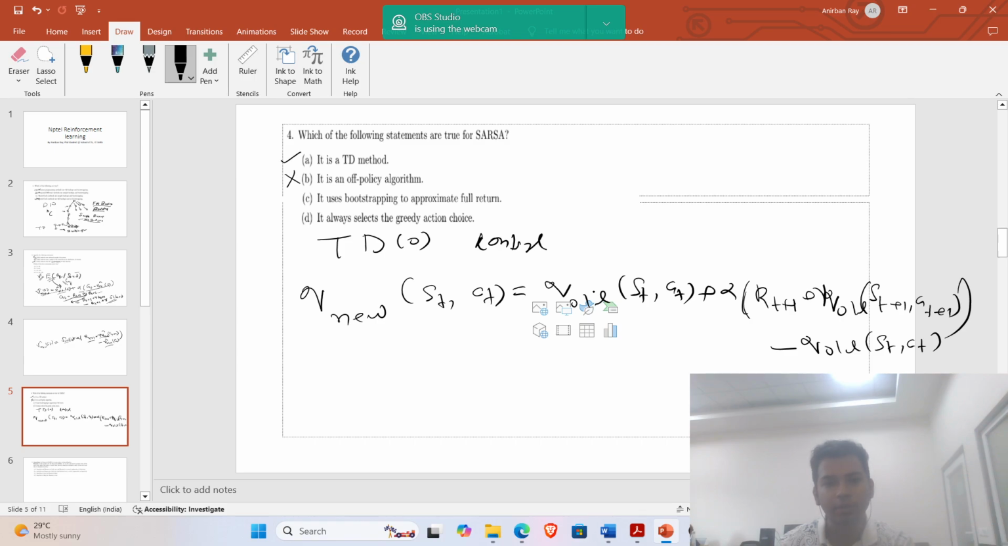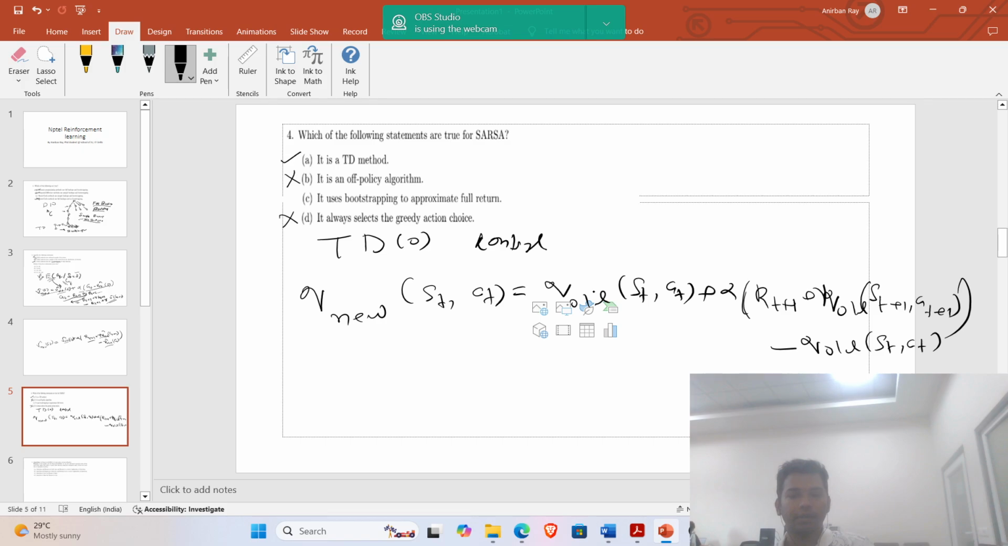TD control actually uses bootstrapping to approximate the full return. First, you can see that the last option is wrong because you're using epsilon greedy. You cannot have a completely greedy approach, and then convergence is never possible. And it uses bootstrapping to approximate the full return.